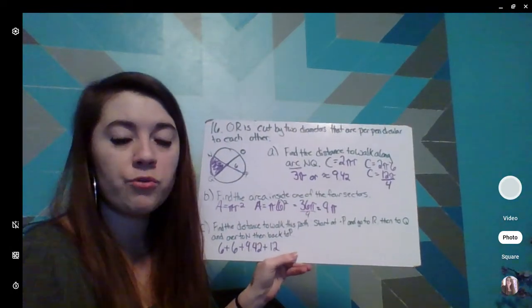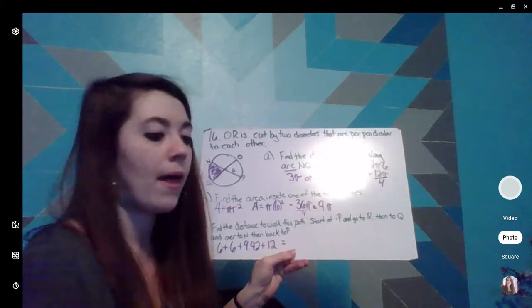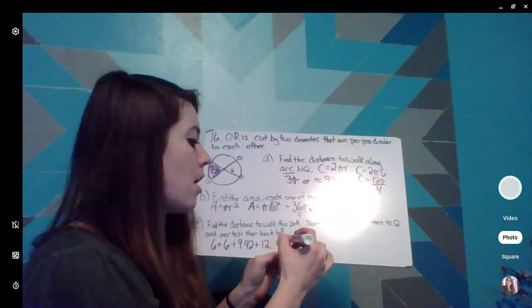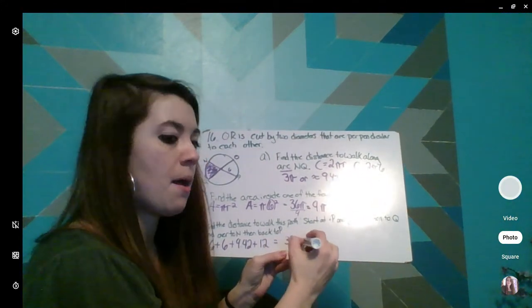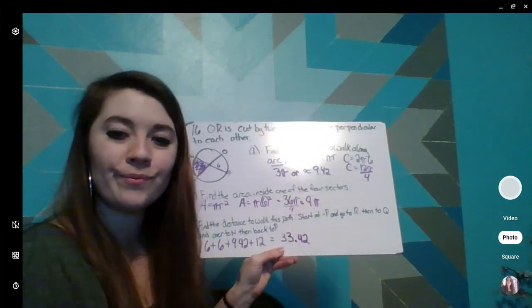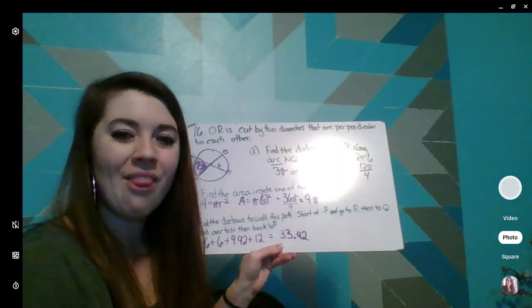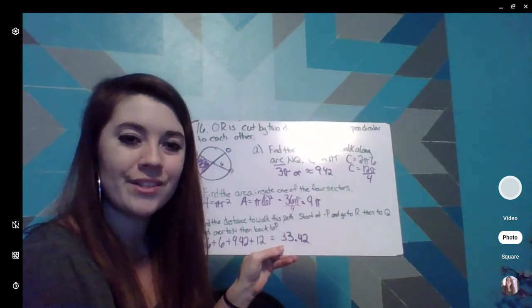So now we're going to take those 4 values and add them all together, and that'll give us that total walking distance, which ends up being 33.42. So there is our answer for that question.